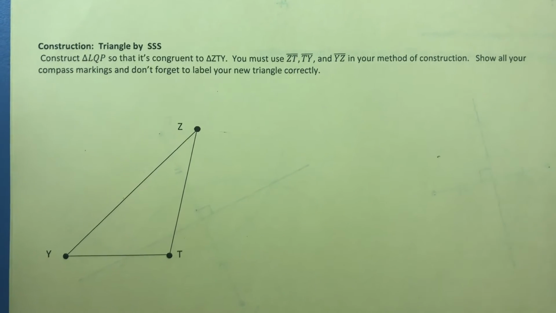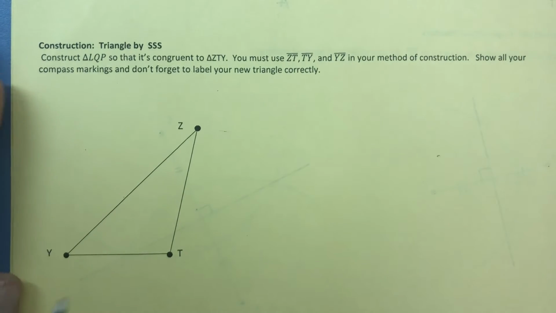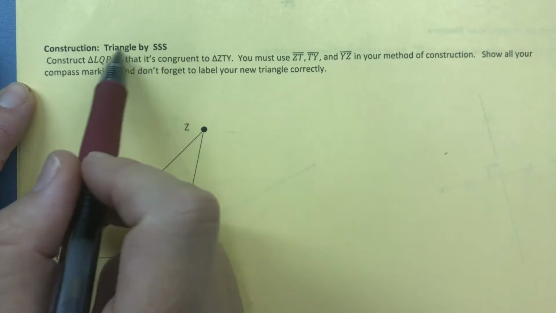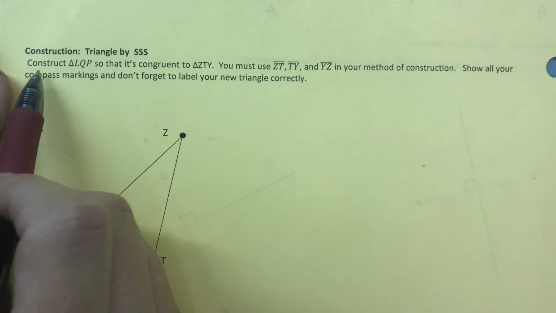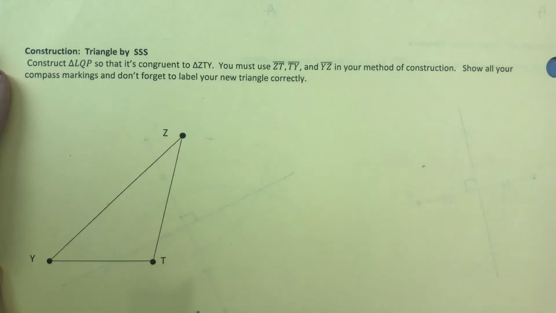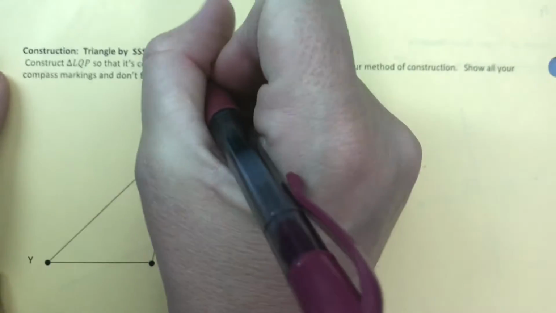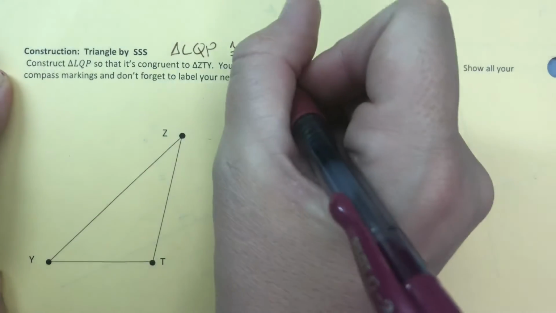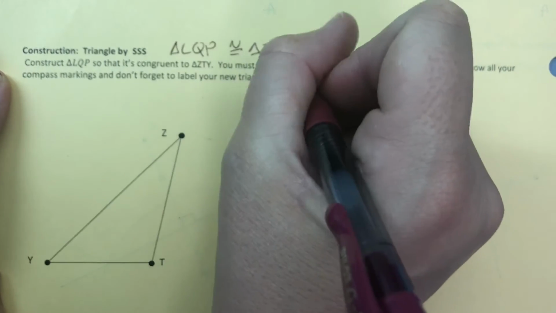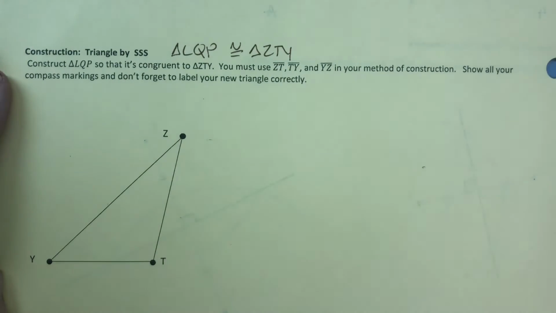All right, so you won't be told if it's SSS, SAS, or what. The way we know what construction this is is by reading the question. Construct triangle LQP so that it is congruent to triangle ZTY. That congruent statement will help.